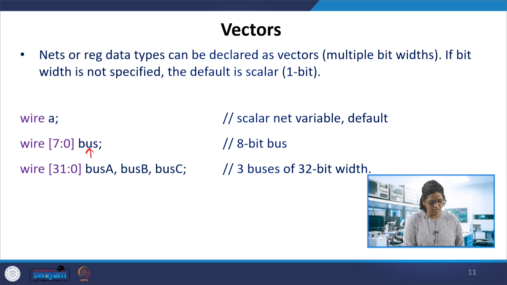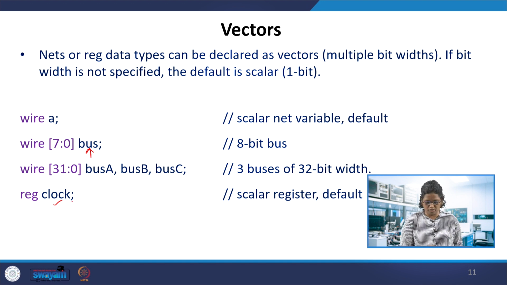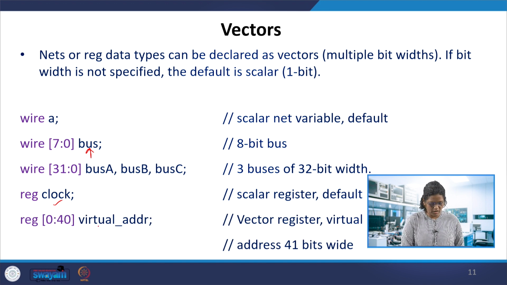So wire can be wire or reg. So net type, or reg, or variable declaration. These data types can be a single bit or a multi-bit vector, that is, a scalar or a vector of bits specified. Also the clock is going to be a register here. If it is defined as reg clock, then it's a scalar register by default. Virtual address: the underscore can also be used for introducing clarity in the variable name. So for variable representation, virtual underscore address is a vector of 41 bits, and it is declared as a register with 41 bits.